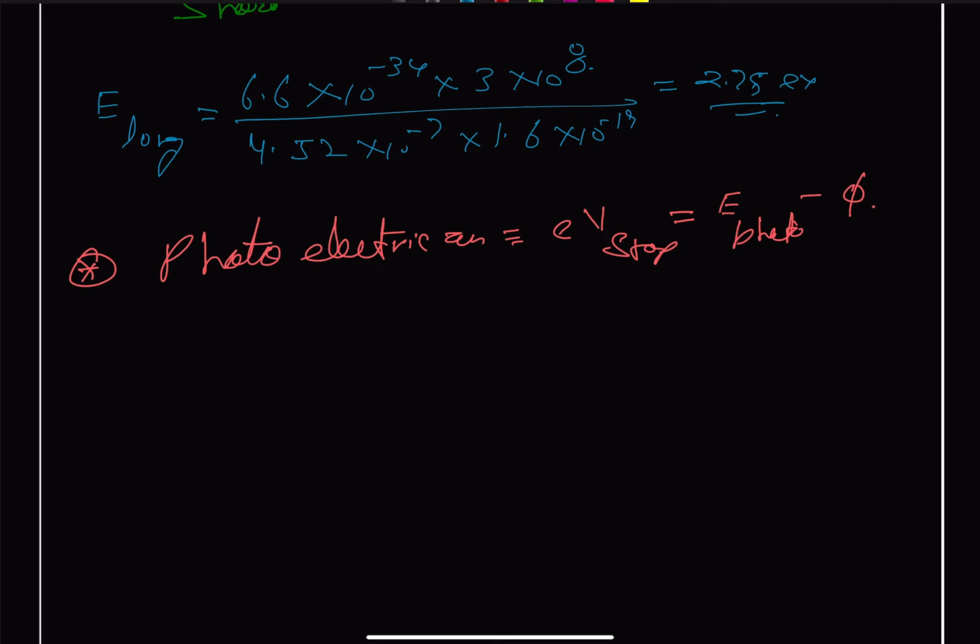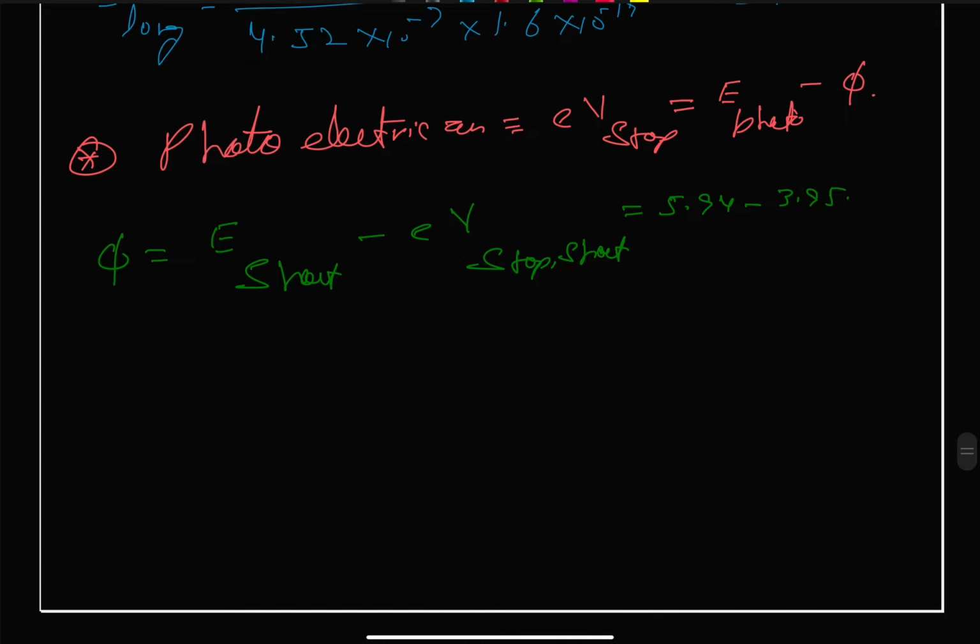So we can write the work function will be equal to energy associated with the short minus E times stopping potential associated with the short. Energy for the short is 5.94 minus the stopping potential, which is 3.95 electron volt. So from here we get our work function is 1.99 electron volt.